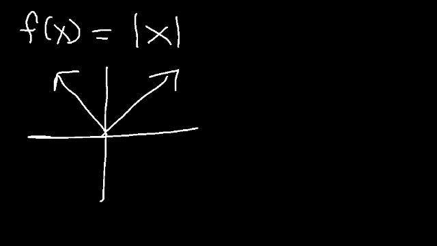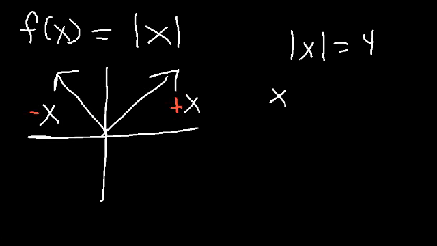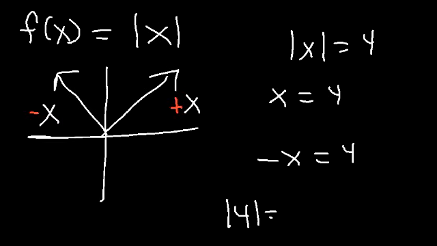So the right side is basically positive x. That's the graph of the right side. The left side is negative x. So let's say the absolute value of x is equal to 4. Whenever you open the absolute value equation, you get two functions, positive x and negative x. So thus x could be 4 or negative 4. And it makes sense because the absolute value of 4 is 4, and the absolute value of negative 4 is 4.